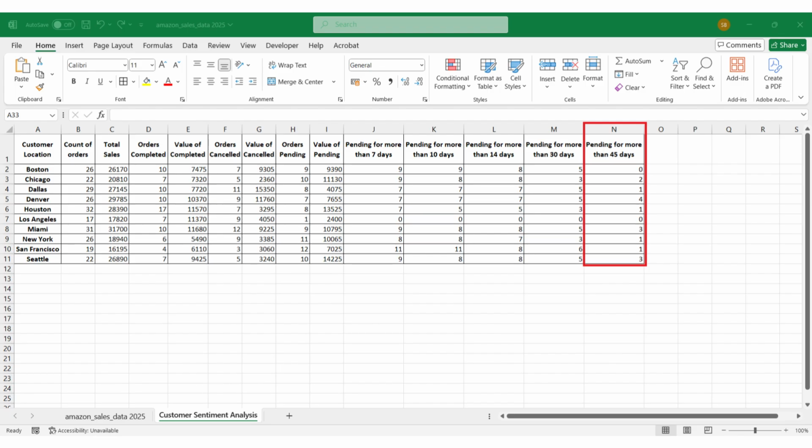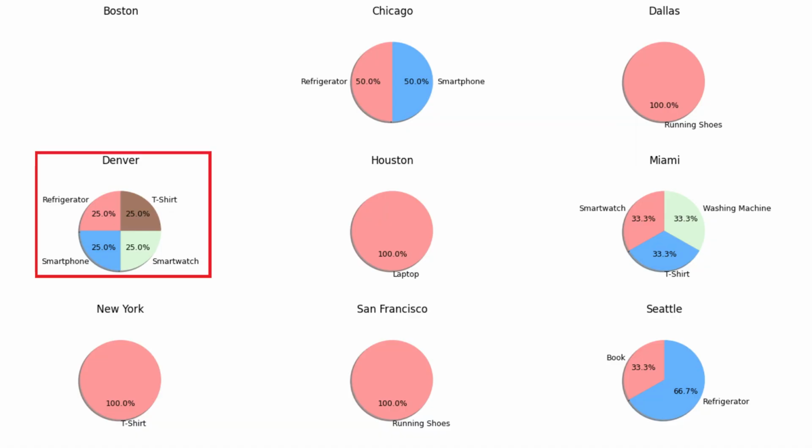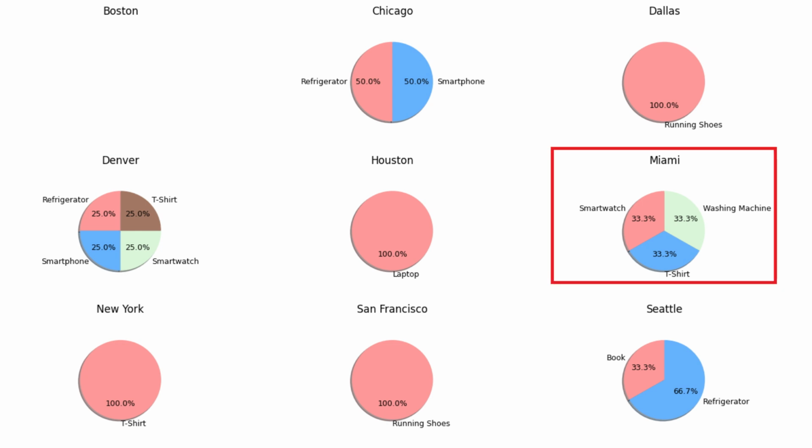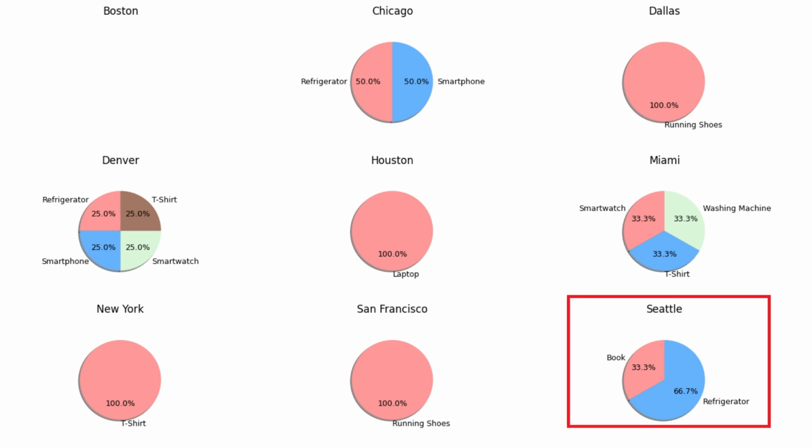16 orders have been pending for more than 45 days, which is an unusually long time in the e-commerce world. In Denver, 4 orders are stuck, one each for a smartwatch, smartphone, t-shirt, and a refrigerator. Miami has 3 such orders, including a t-shirt, washing machine, and a book. In Seattle, there are also 3 delayed orders, 2 refrigerators and 1 book.